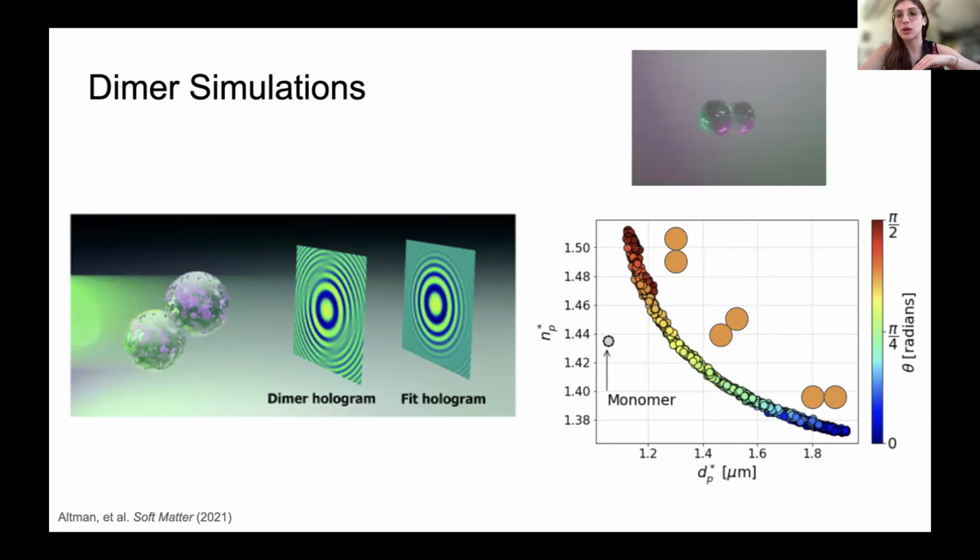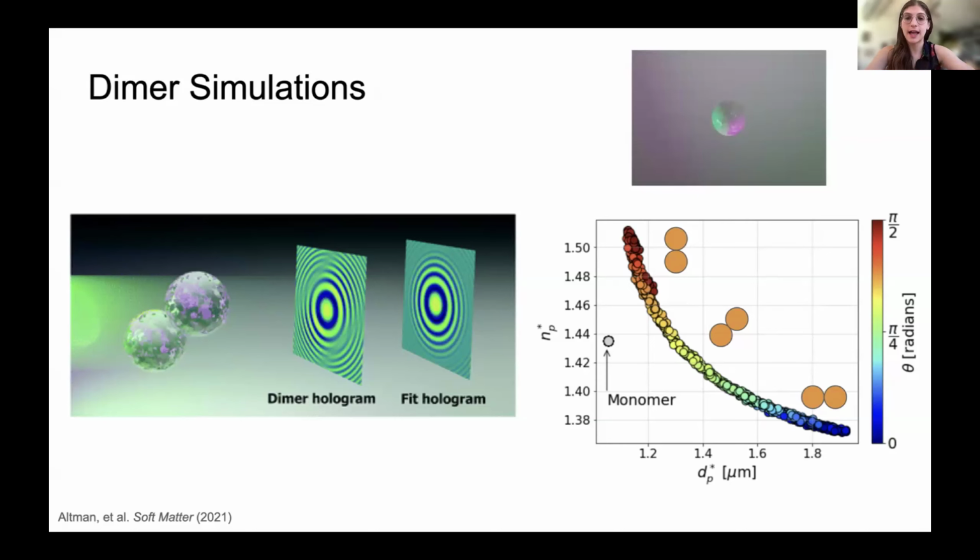And so this angle theta, which is what's coloring the dots here, tells us how inclined our dimer is with respect to the imaging plane. So you can see that the blue dots over here are the dimer lying flat along the imaging plane, and the red dots are the dimer sticking straight up. And you can see that there's a very clear relationship between the effective sphere properties that you get and this orientational angle. And when you think about it for a minute, this makes sense, right?